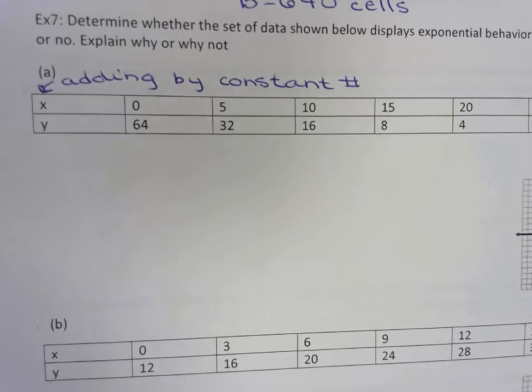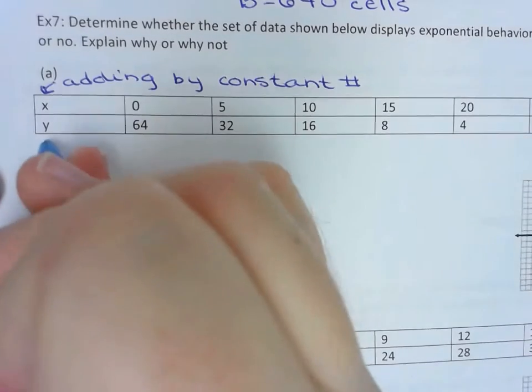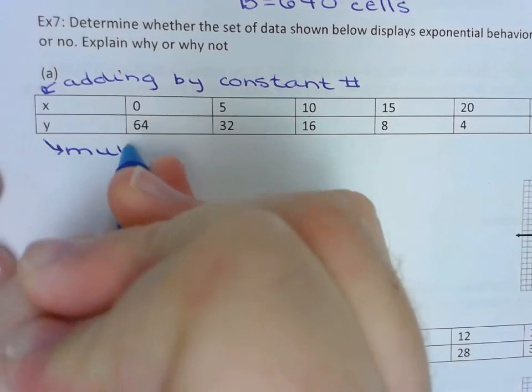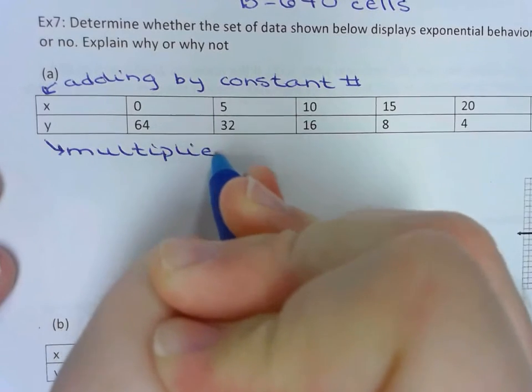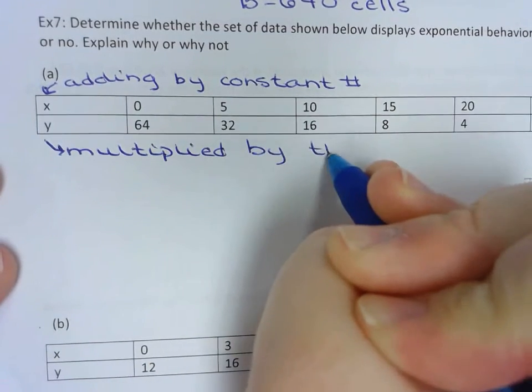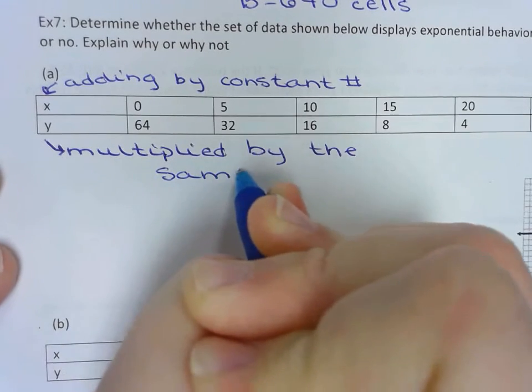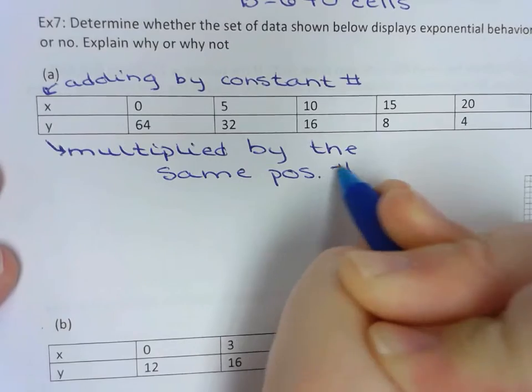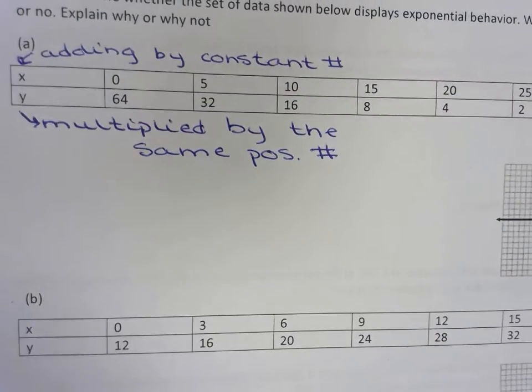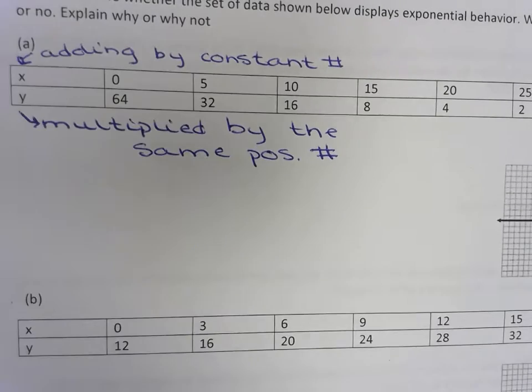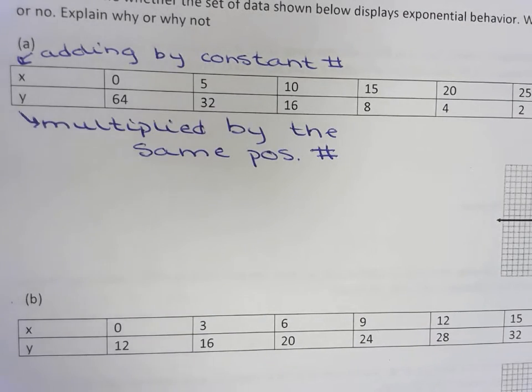All I'm basically doing is giving you ordered pairs, like the table I made when I graphed earlier. Your x values have to be adding by a constant number each time. Your y values have to be multiplied by the same positive number. This is how you tell whether it's exponential. So your x values have to be going up by the same number each time, and your y values have to be multiplied by the same positive number each time. That's how you tell.